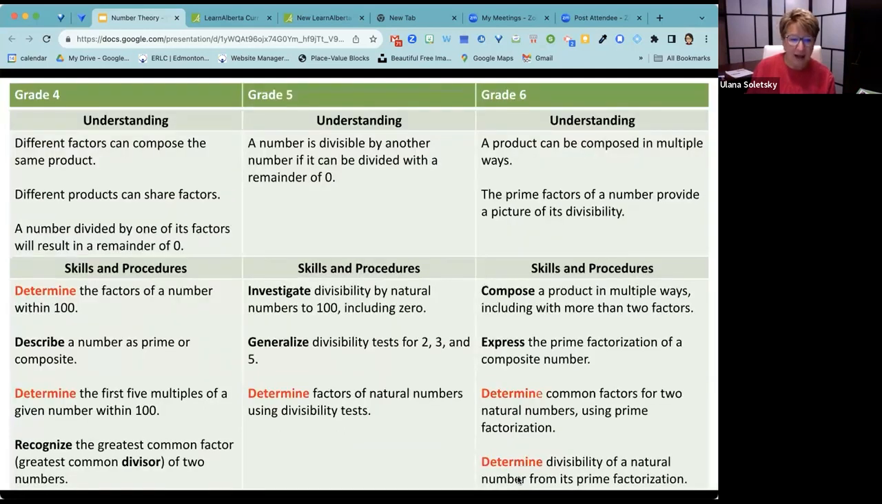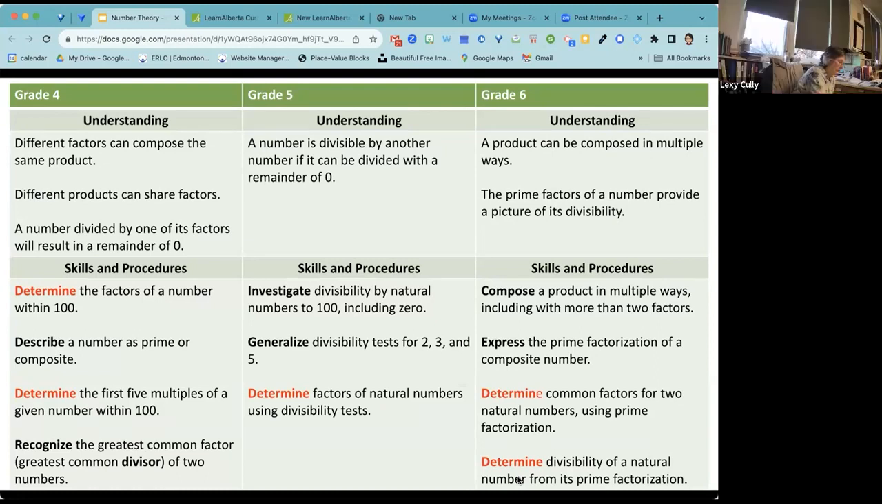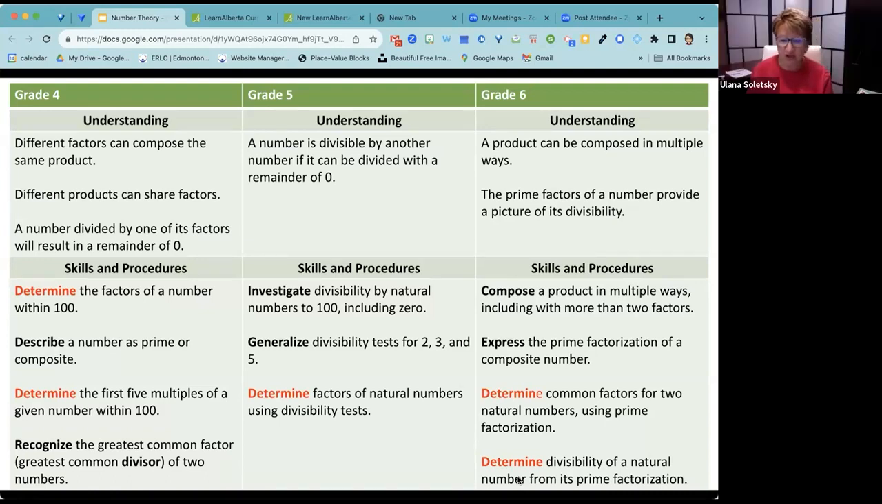Again, one of the things that you'll note is that on the curriculum, under skills and procedures, you're going to see some active verbs for students, things that they will be able to do after they finish your grade or your curriculum. The big words in this one are determine, describe, recognize, investigate, compose, and express. And those are different. Those words under skills and procedures do have a different meaning.